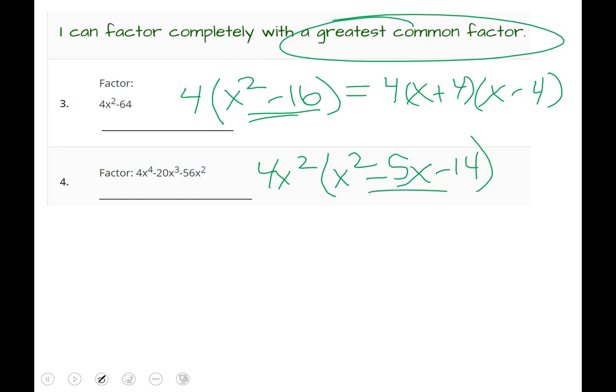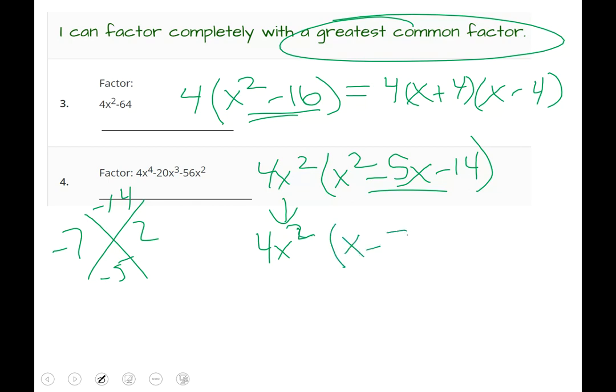This is a trinomial, so since I've got a trinomial, I better try my magic x. So I need two numbers that multiply to negative 14 and add to negative 5. So negative 7 and 2. I have to remember to drop this. It's still part of one of the factors, so I have to have that to be factored completely. And then I write x minus 7 times x plus 2.